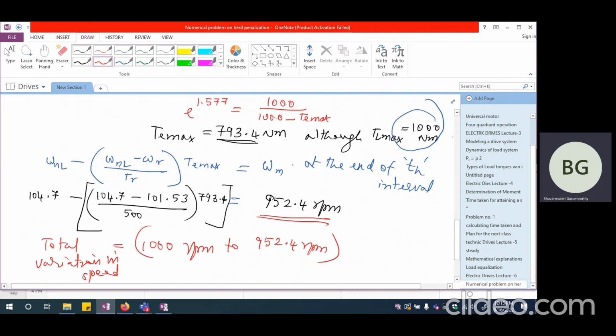So with a flywheel of 1000 kg meter square inertia, we should be able to limit the speed variation from 1000 RPM to 952.4 RPM. And the electromagnetic torque variation is changing from 793.4 Newton meter maximum until 0 Newton meter minimum. Okay. So this is the effect of using a flywheel.